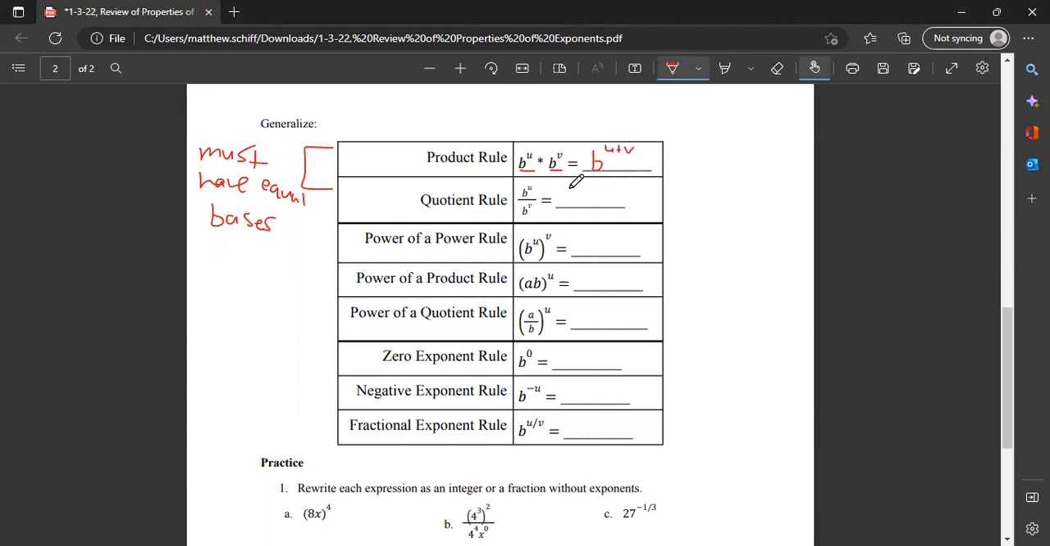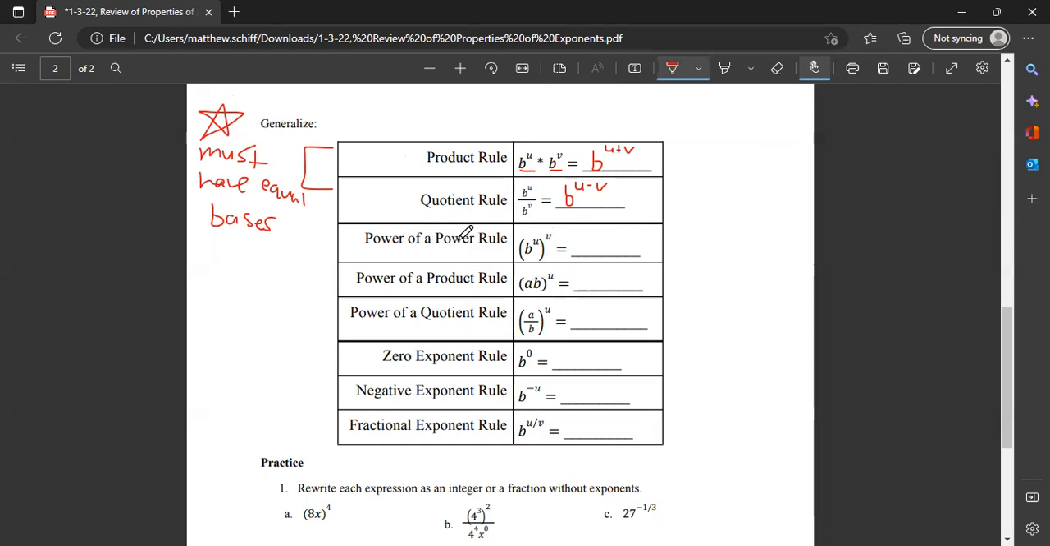For the quotient rule, it's the same thing, but with subtraction. So b to the u divided by b to the v, you get b to the power of u minus v. So again, you need equal bases to use those two rules. They will not work otherwise. The next three rules are kind of related in their own way, where you have different ways to distribute exponents.